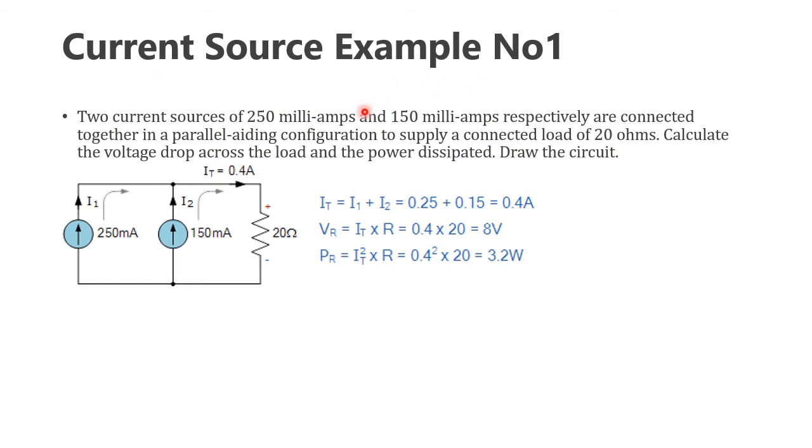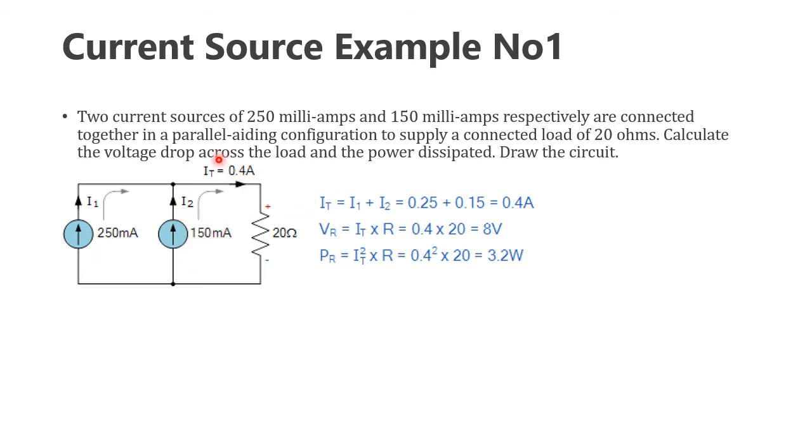Current source example number 1. Two current sources of 250 milliamperes and 150 milliamperes respectively are connected together in parallel aiding configuration to supply a connected load of 20 ohms. Calculate the voltage drop across the load and the power dissipated. So here is our circuit. Here you can see that there are two current sources connected in parallel. This one is 250 milliampere, this one is 150 milliampere.